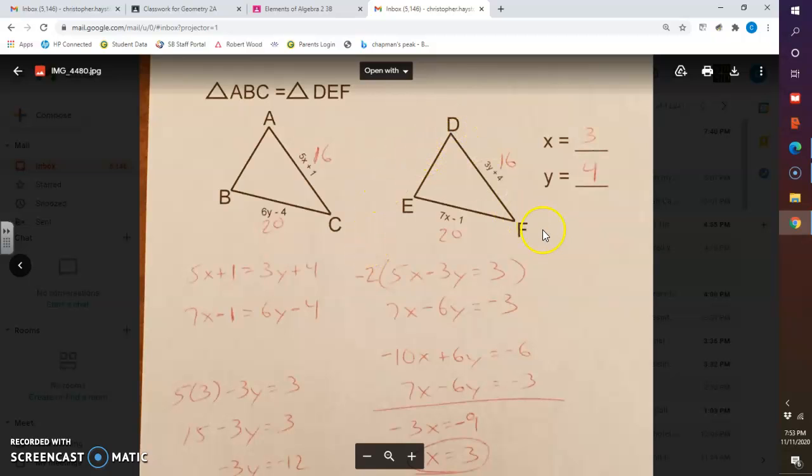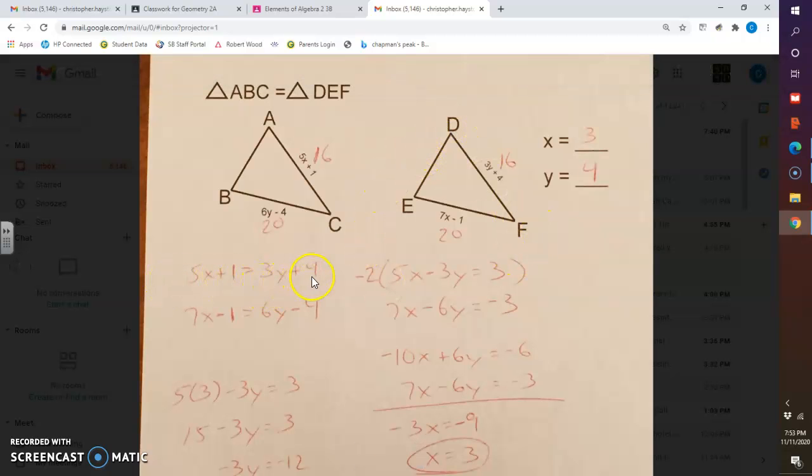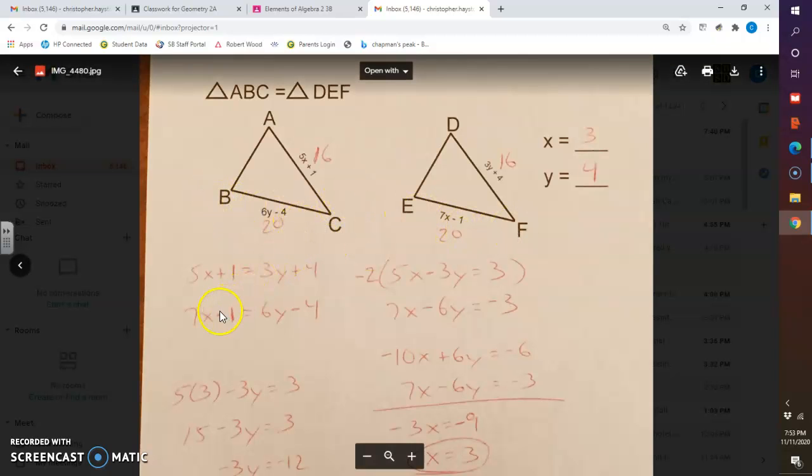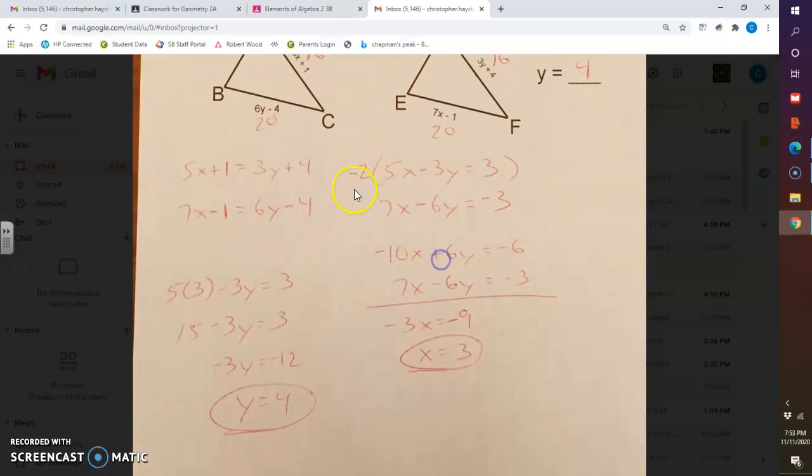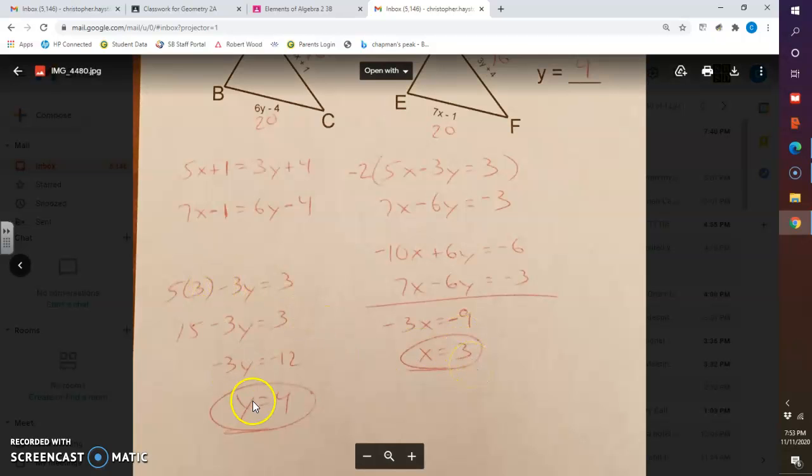AC matches up with DF. So 5x plus 1 equals 3y plus 4. BC matches up with EF. 7x minus 1 equals 6y minus 4. I move the y's over. I move the constants over. If I multiply the top by negative 2, it allows me to get rid of my y's. Negative 3x equals negative 9. X equals 3. And when you plug back in, your y equals 4. And that's your review for chapter 4.1 to 4.3.